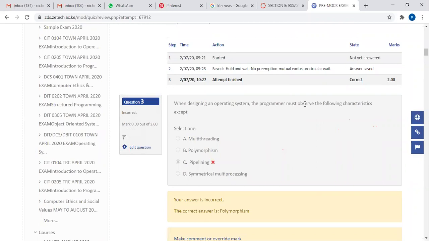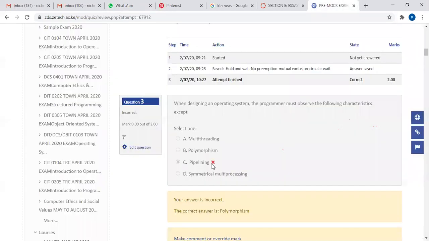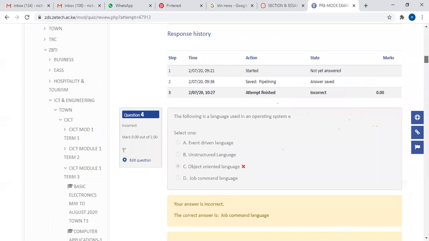When designing an operating system, the program must observe the following characteristics except. So I think I have already given you the characteristics. And if you look at the answers that we have here, the answer that is not included is polymorphism. Polymorphism is mostly used in programming, when you are trying to look at the various presentations that you are supposed to use in the execution of a given process. So in this case, we were not supposed to use pipelining. Pipelining is one of the correct characteristics that we have because we can arrange those jobs following a certain criteria. So the answer was polymorphism because we are looking at which of them is not a characteristic.